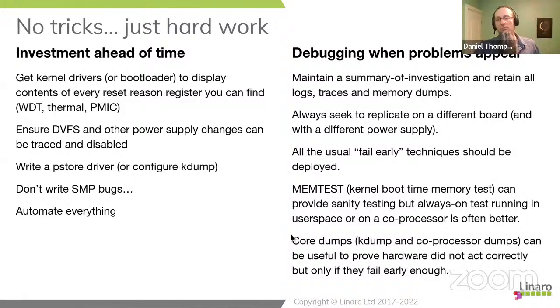And core dumps can be very, very useful if you are concerned that the hardware didn't act correctly. Unfortunately, with a core dump on a platform with unreliable memory, you don't know whether it was the core dump that is misleading you or the problem manifests itself and caused the core dump to happen in the first place. But nevertheless, they can show you contradictions, but only if you've got them to fail early enough.